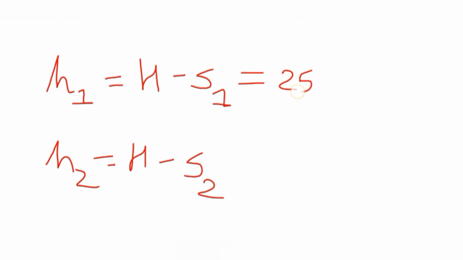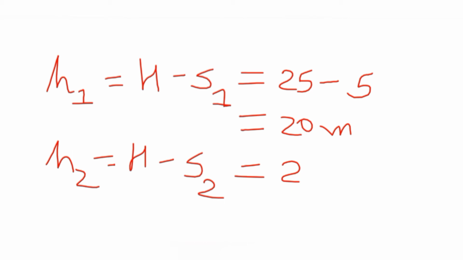H is 25 meter, S1 is 5 meter, so H1 will be 20 meter. And here H is 25 meter, S2 is 4 meter, so H2 will be equal to 21 meter. Now we just have to put all these values in the equation.